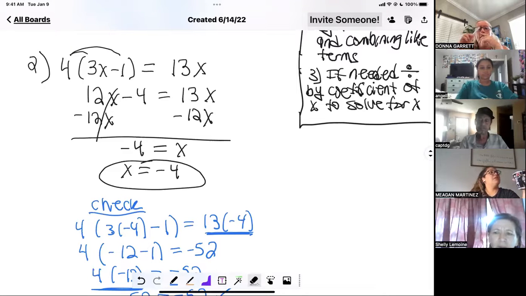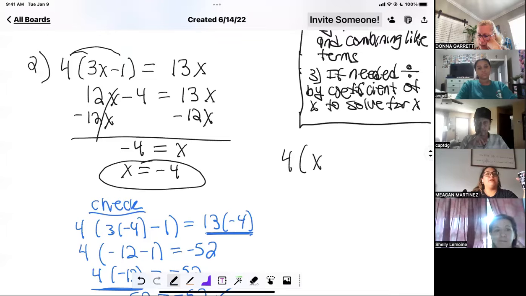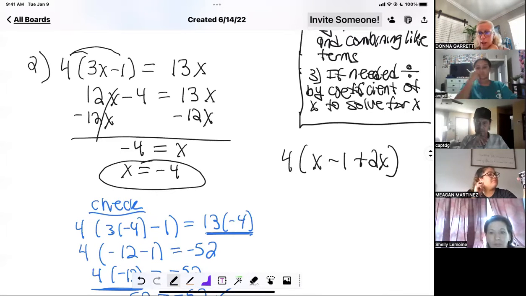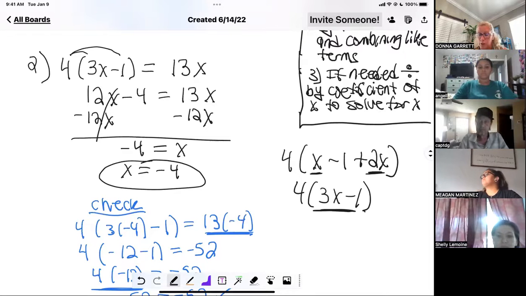Yes and no. You want to make sure that the inside of the parentheses is simplified. So let's say I had something like, and you don't have to write this down, you can just watch, 4 times x minus 1 plus 2x. I would not distribute that to everything. I would combine like terms first. These two are my like terms, and the -1 doesn't have an x, so it's not. So 2x plus x is 3x, and minus 1 comes down. You can't put these together because they're not like terms. As soon as it's simplified on the inside, then I would distribute.